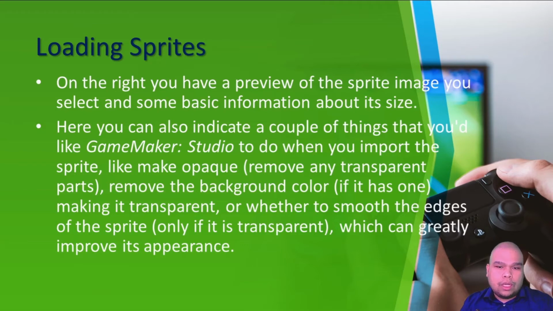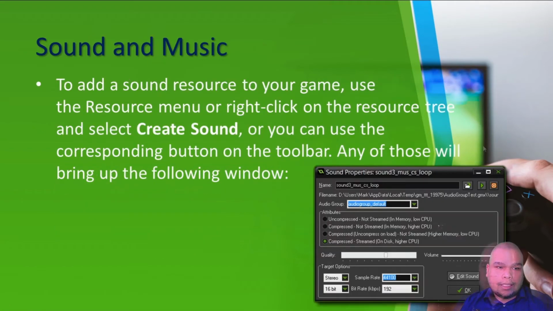Here we can also indicate a couple of things that you'd like GameMaker Studio to do when you import an image, like make opaque, remove any transparent part, so remove the background color if it has one, make it transparent, or whether to smooth the edges of the sprite only if it's transparent, which can greatly improve its appearance. After adding your sprites, we'll be proceeding to sound and music.